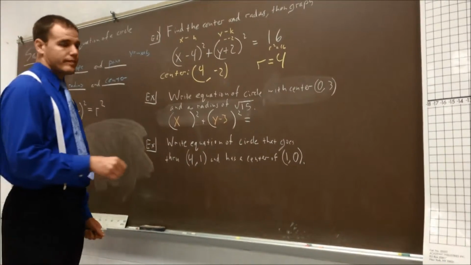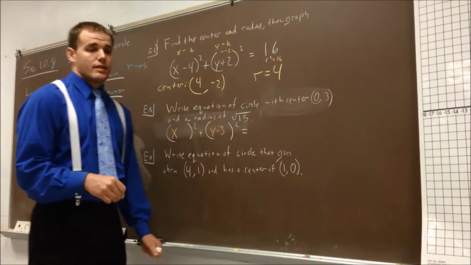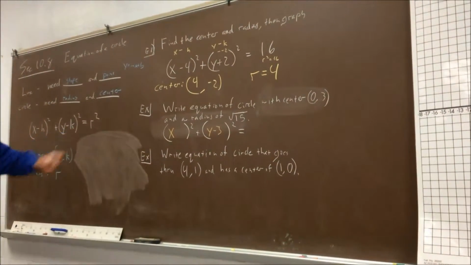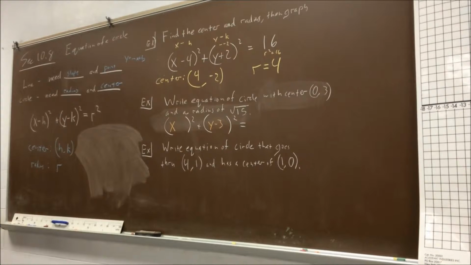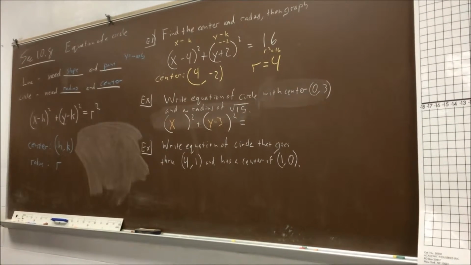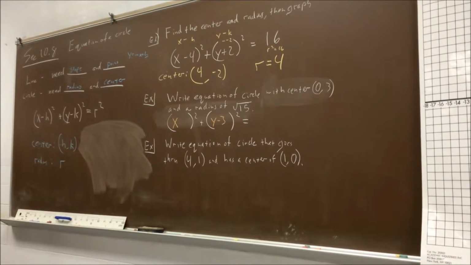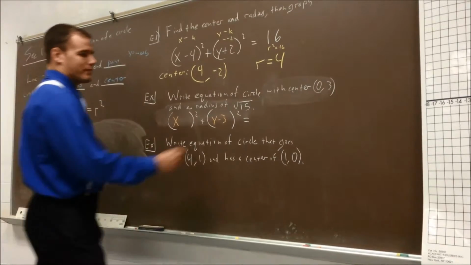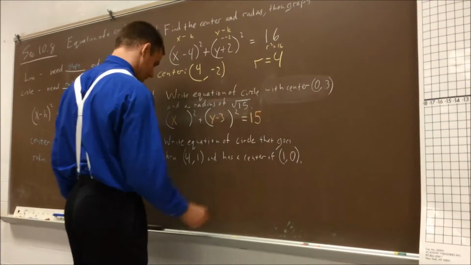Wait, did you square that? So r squared, so radical 15 squared is going to be what? It'd just be 15. Very good, sir. You rock.